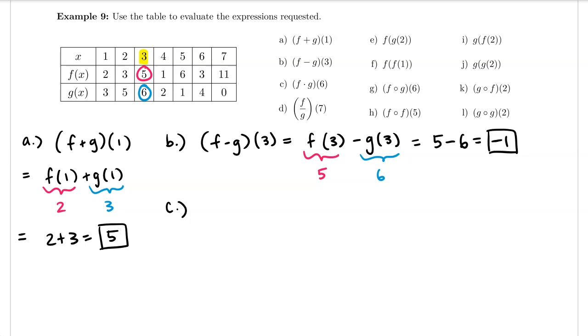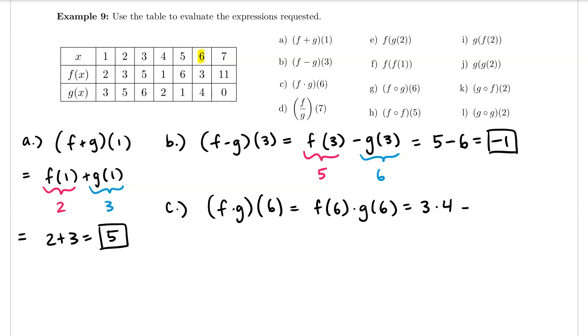In part C, we have f times g of 6. So this is the same thing as f of 6 times g of 6. So in my table, I'm going to find our x value of 6, and f of 6 is equal to 3, and g of 6 is equal to 4. And if I multiply those, we get 12.